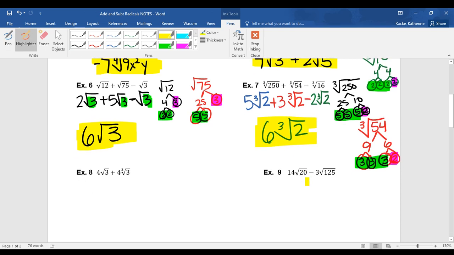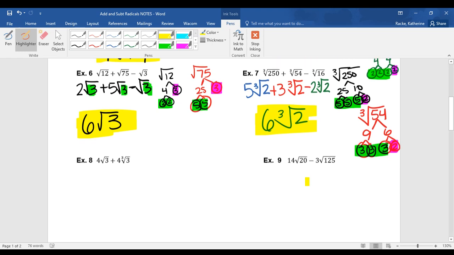So simplify first and then add or subtract them together if they are the same root with the same thing underneath that root. Okay, I'm looking at example 8 now.